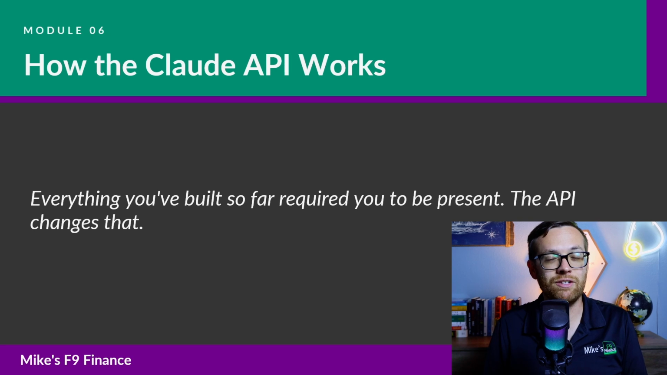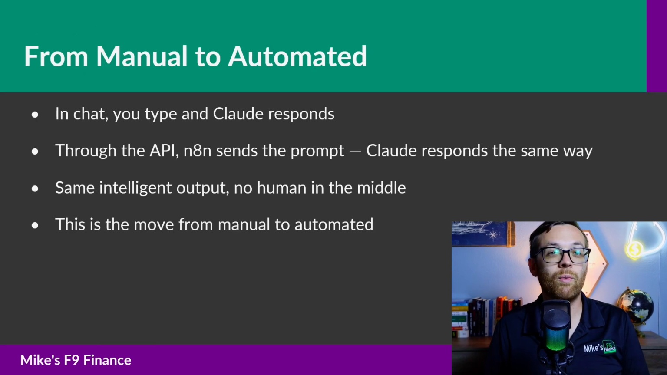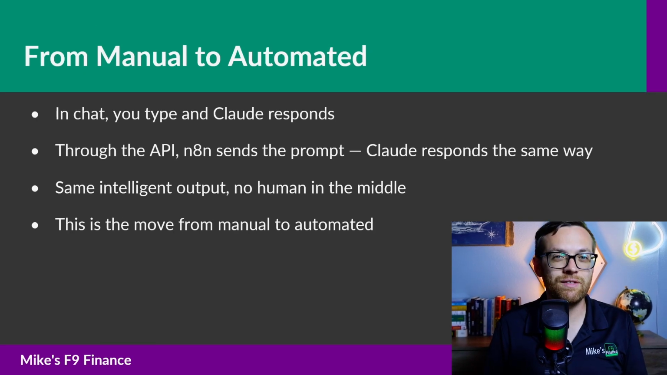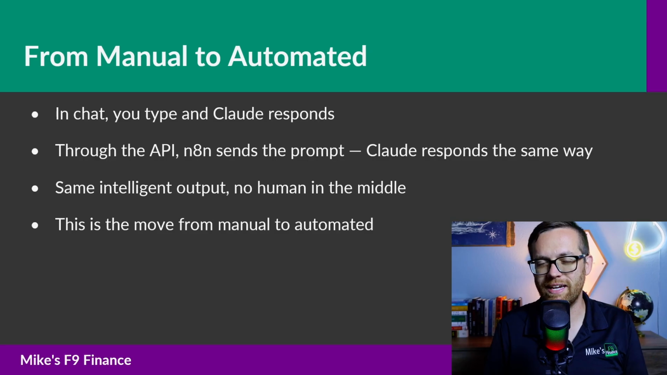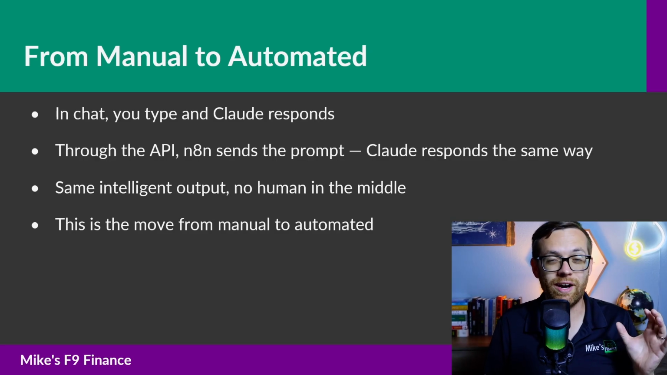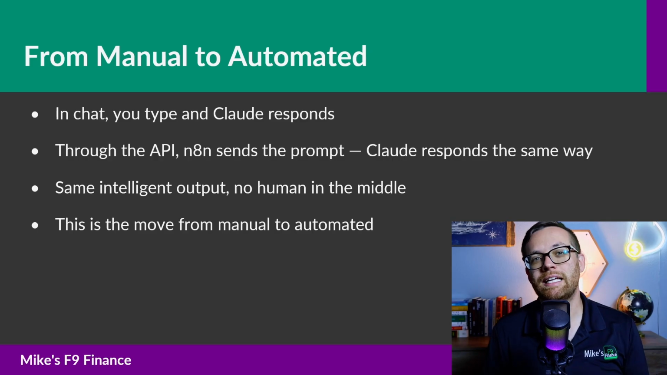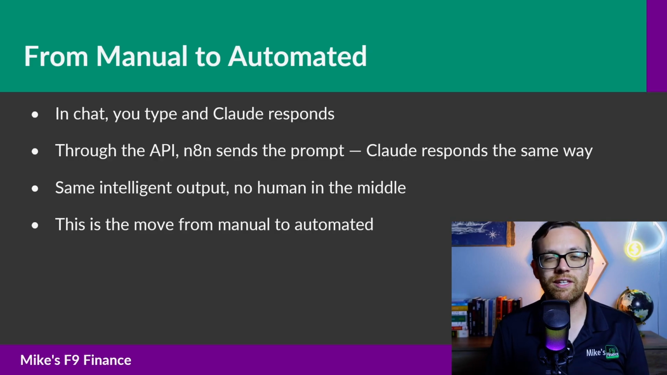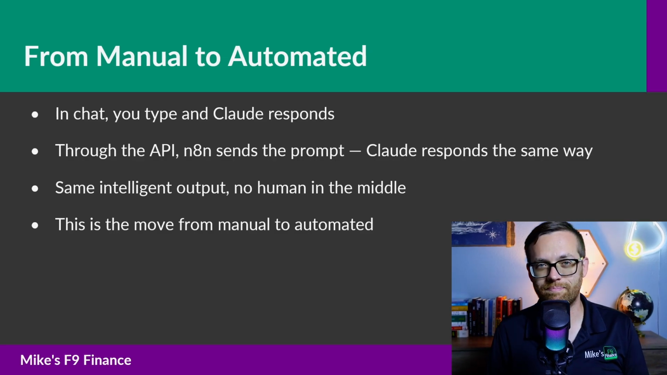Now, the API changes that entirely. Now, what is an API? Well, it stands for Application Programming Interface. Now, ignore the jargon. Here's what it does. It lets software talk to other software. When you use Claude in the chat, you're doing the talking through a user interface. When you use the API, a workflow tool like N8N does the talking automatically on a schedule without you. This is the move from manual to full automation.